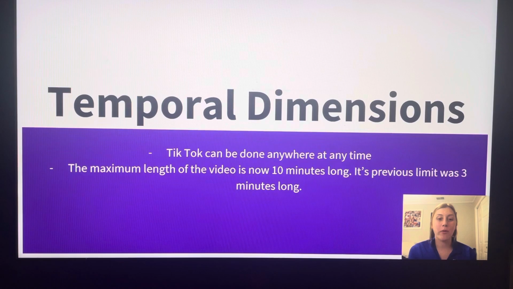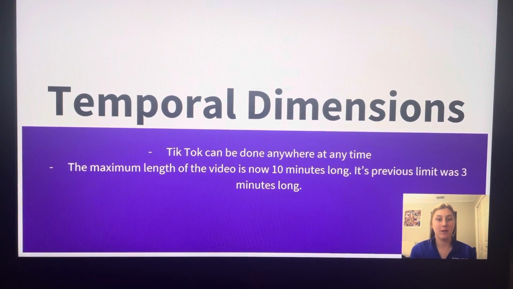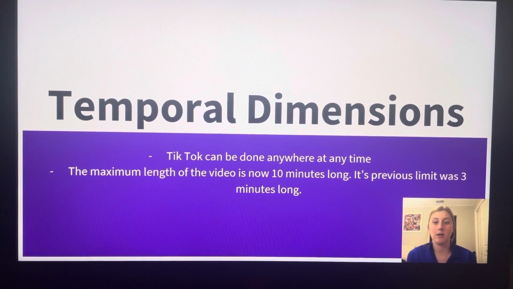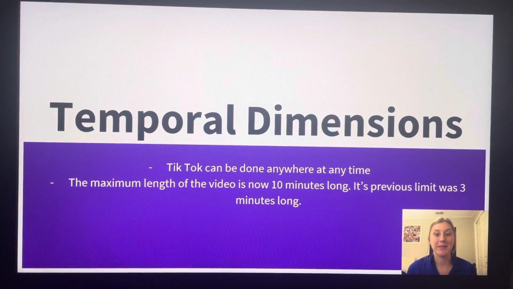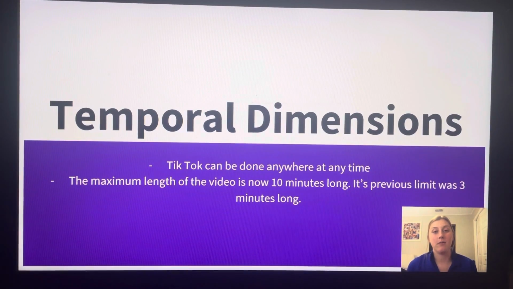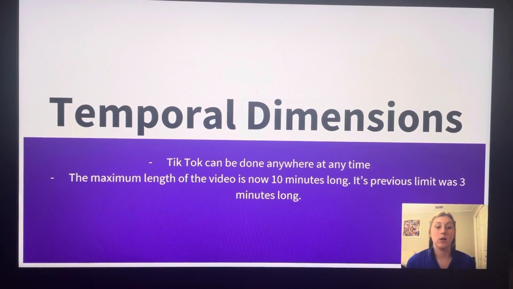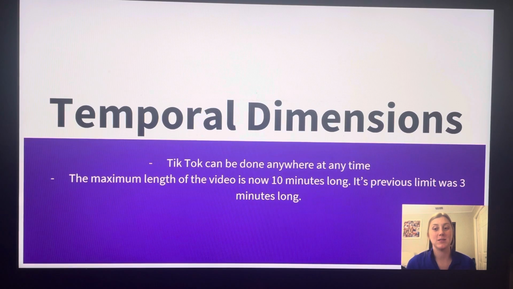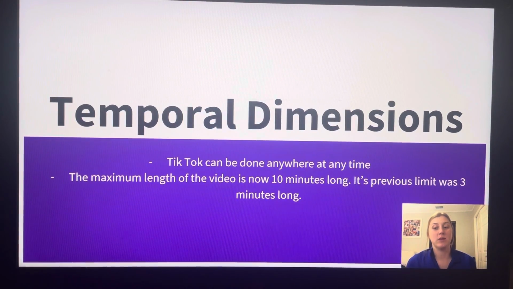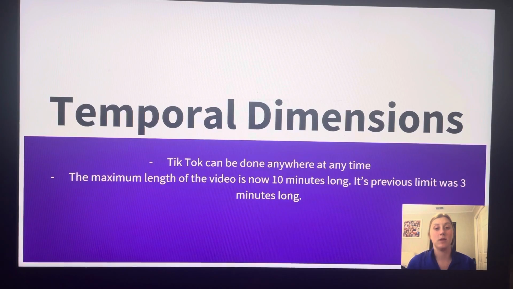The temporal dimensions of this occupation are very dependent on the creator. Creators can make TikToks any time of the day and anywhere. TikToks have a maximum video length that is now extended to 10 minutes long, with the platform initially launching video length at 60 seconds. This provides immense flexibility in participation within the platform and its community.